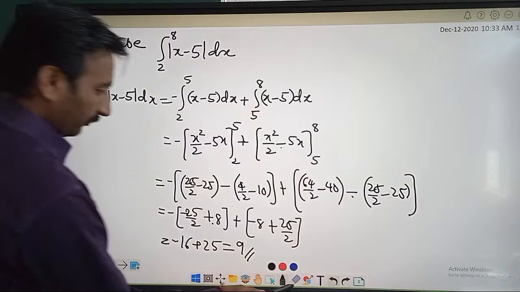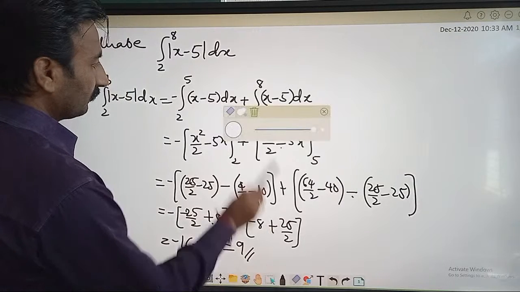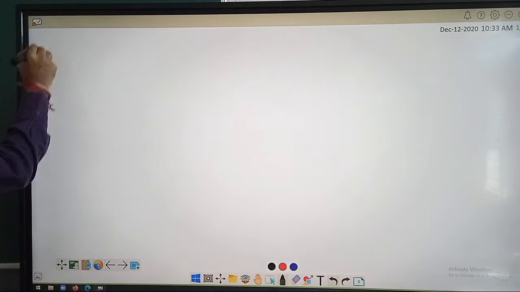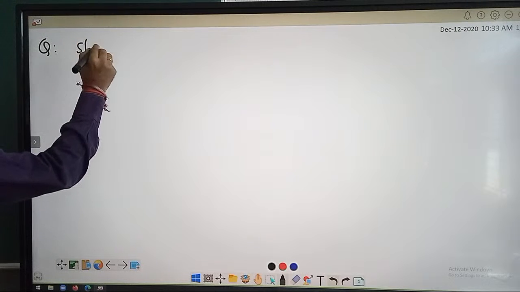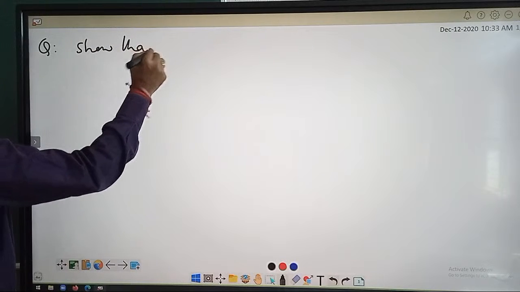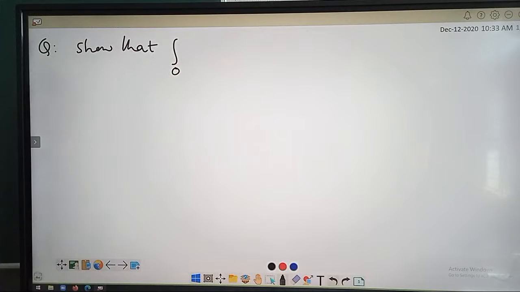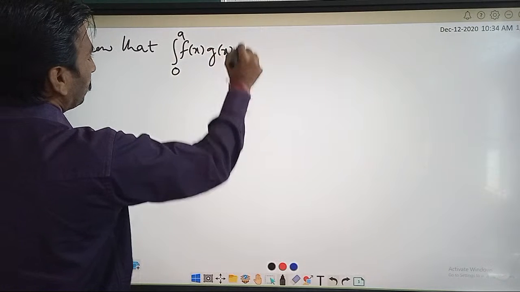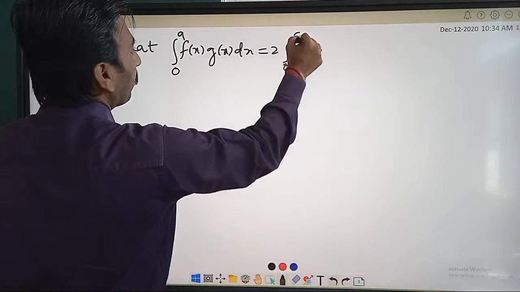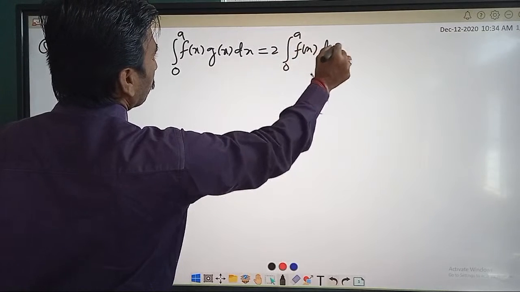Yes, we go for the next problem. Show that the integral from 0 to a of f of x into g of x dx equals 2 times the integral from 0 to a of f of x dx. Theoretical problem. Correct.